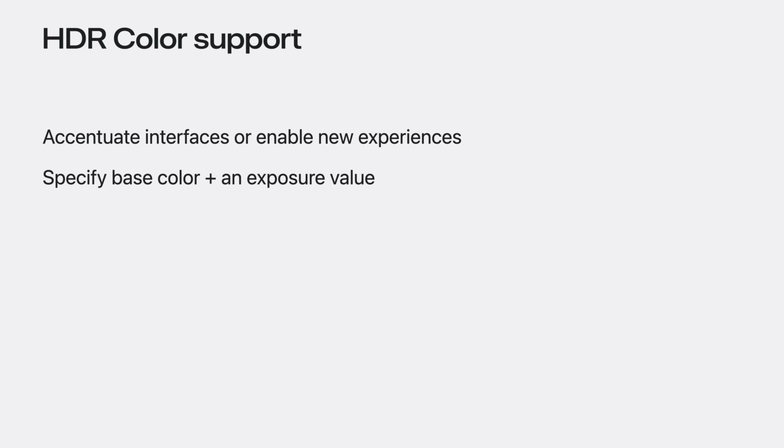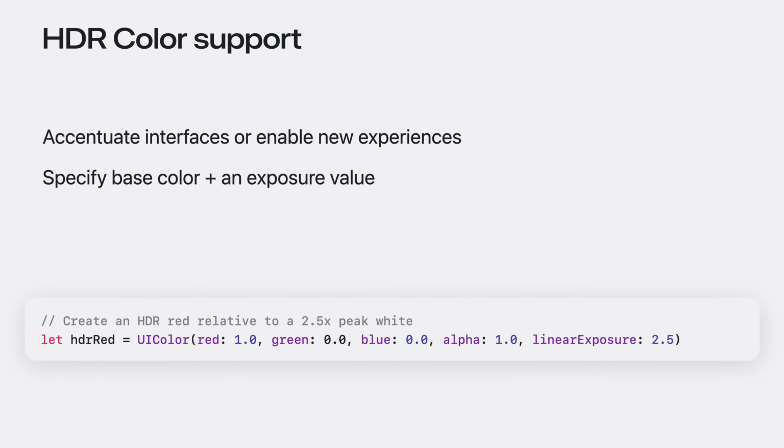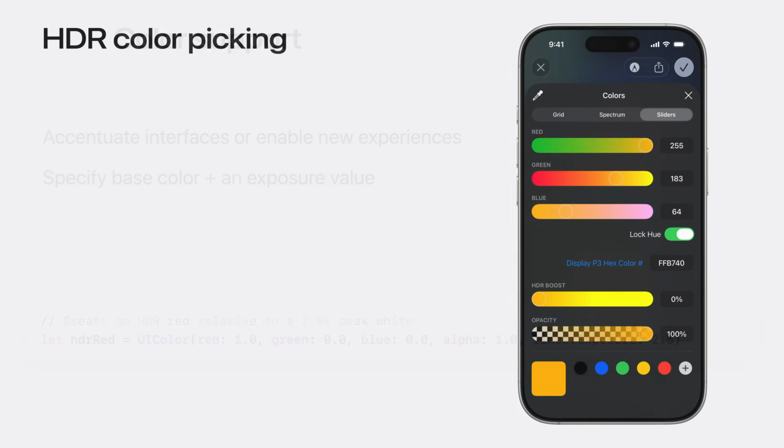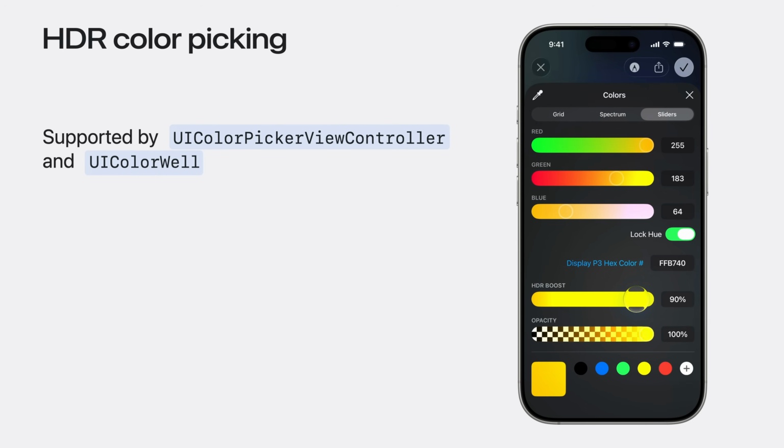UIColor now lets you specify a base HDR color plus an exposure value, automatically adjusting its brightness to the display's capabilities. Here, I create a red HDR color with its exposure set to 2.5 times the SDR's peak white. Now you can also enable HDR color selection in UIColorPickerViewController and UIColorWell.